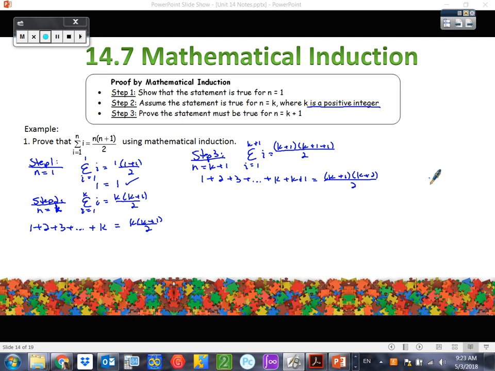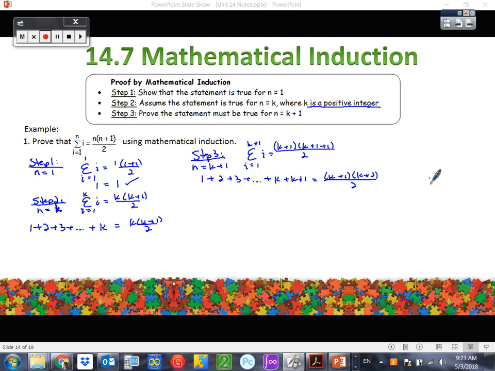Where it gets a little tricky is the very last steps where we're actually doing the proof part. We've set up the structure, and the structure is the same every single time. You do the n equals 1 step and show that it works for 1. You do the n equals k step and sub in k, and then you do the n equals k plus 1 step and sub in k plus 1. We should all be able to do that without a problem, right? The next step is where it gets tricky.